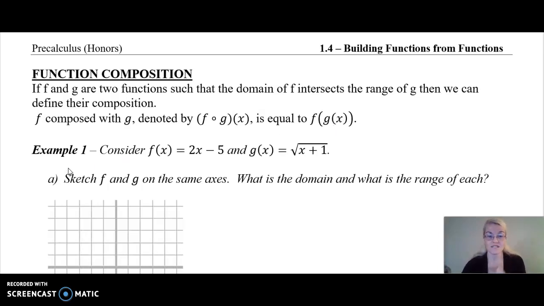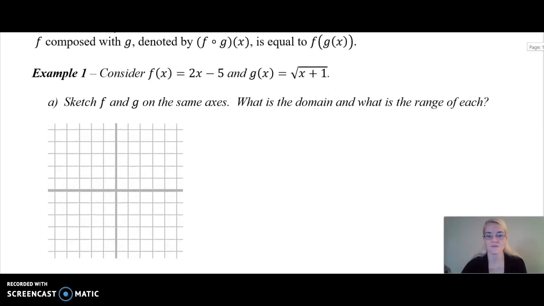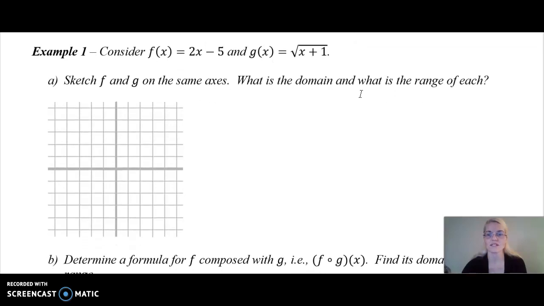So first, let's consider f of x is 2x minus 5, and g of x is the square root of x plus 1. Before we compose them, graph f and g on the same set of axes, and tell me what's the domain and range of each of these functions. So this is a line. I trust that you can plot the y-intercept of -5, rise 2, run 1, draw me a straight line.